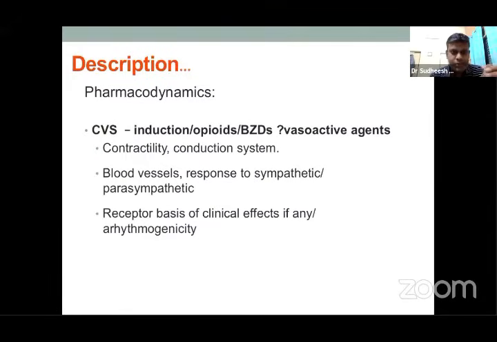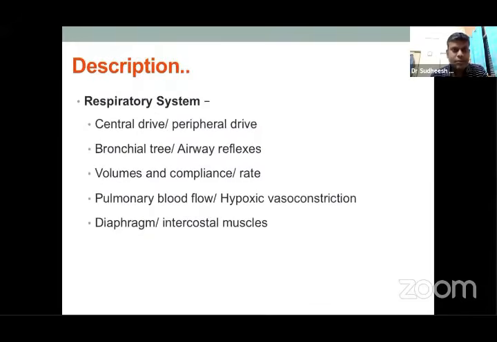So that's the reason why you should understand the receptor basis of each drug, so that you can apply it clinically properly. And also we think about the arrhythmogenicity of each drug, whether they are capable of inducing arrhythmias or whether they are capable of suppressing arrhythmias. So that's how you have to read.